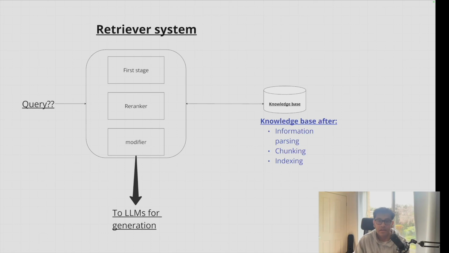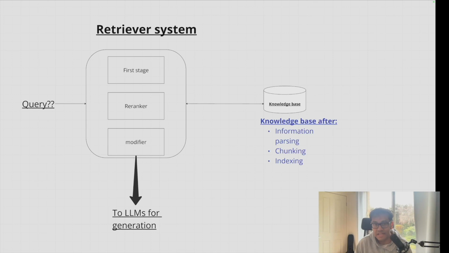Second is the re-ranker. The re-ranker is where you take those 4 or 5 different candidate contexts and select one particular context that could be added to a large language model. And finally, the modifier is where you take the final context and modify it in a way which might be suitable for the downstream large language model to act on and generate a particular output. So in essence, this is a retrieval system.